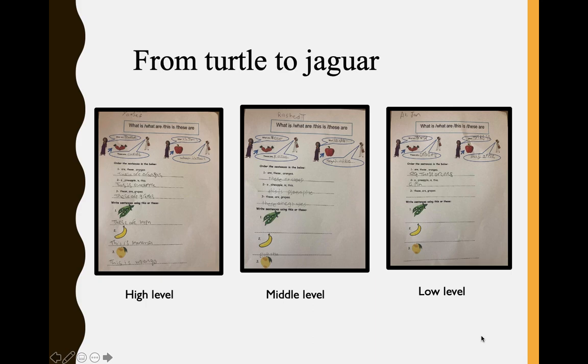In the low level, the student was only able to answer the first section of the question, and the second section he tried to answer, but it was trouble for him, and he was not able to write or answer the third question.